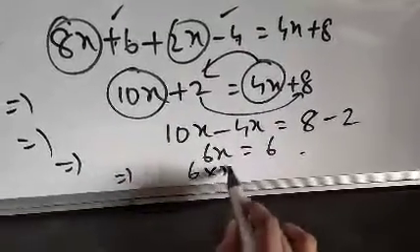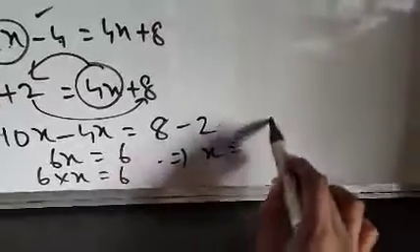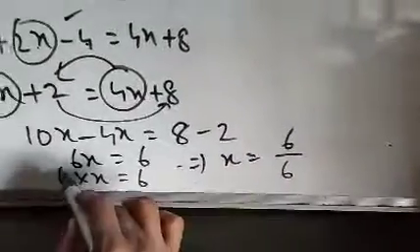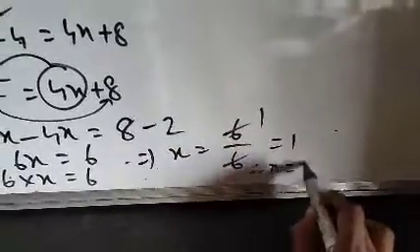6x means 6 multiplied by x, that is 6. Therefore x will be 6 by 6, because this 6 has to be transferred. Therefore the answer is 1.